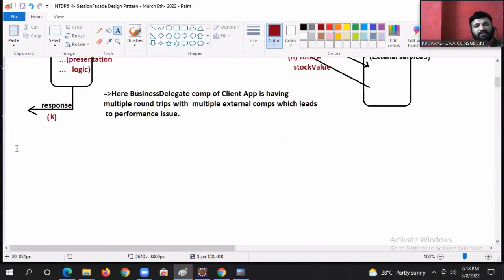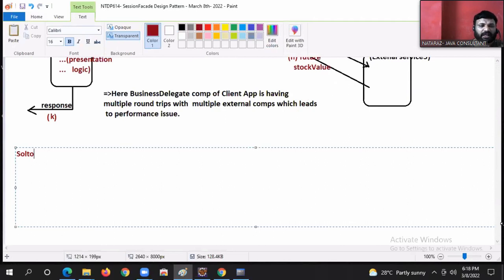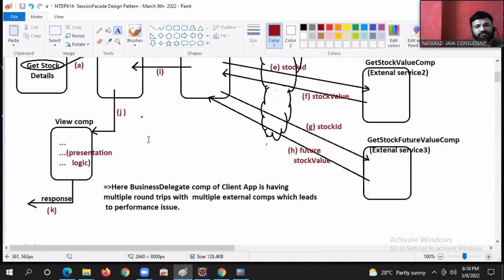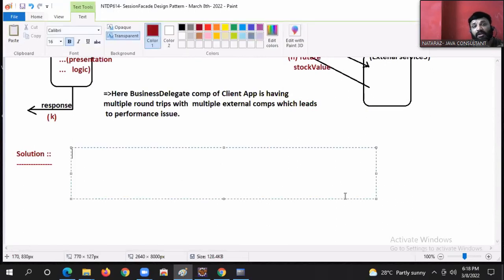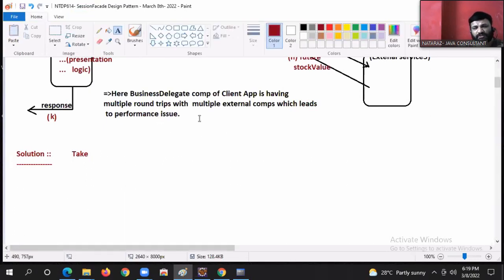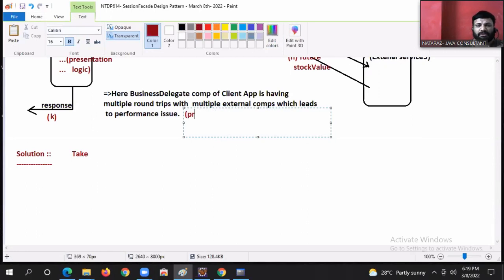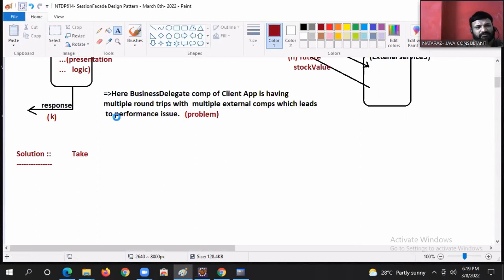This is the problem, guys. Shall we talk about the solution diagram? Yes, guys. Okay. I think you understood the problem, guys. Performance issue, which is nothing but the problem. So now let me talk about the solution part. Tell me here, what is the solution part?